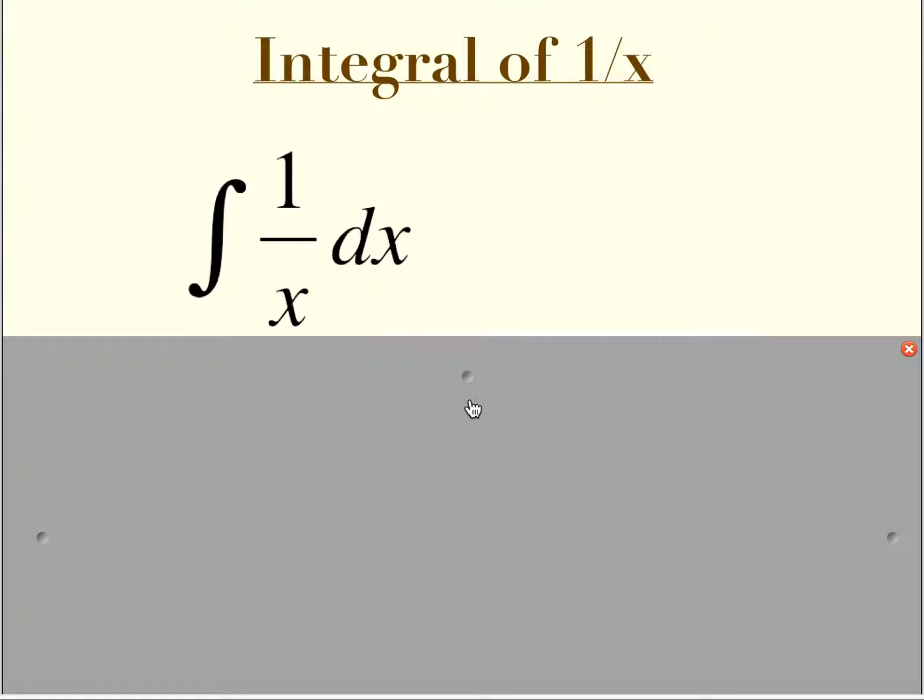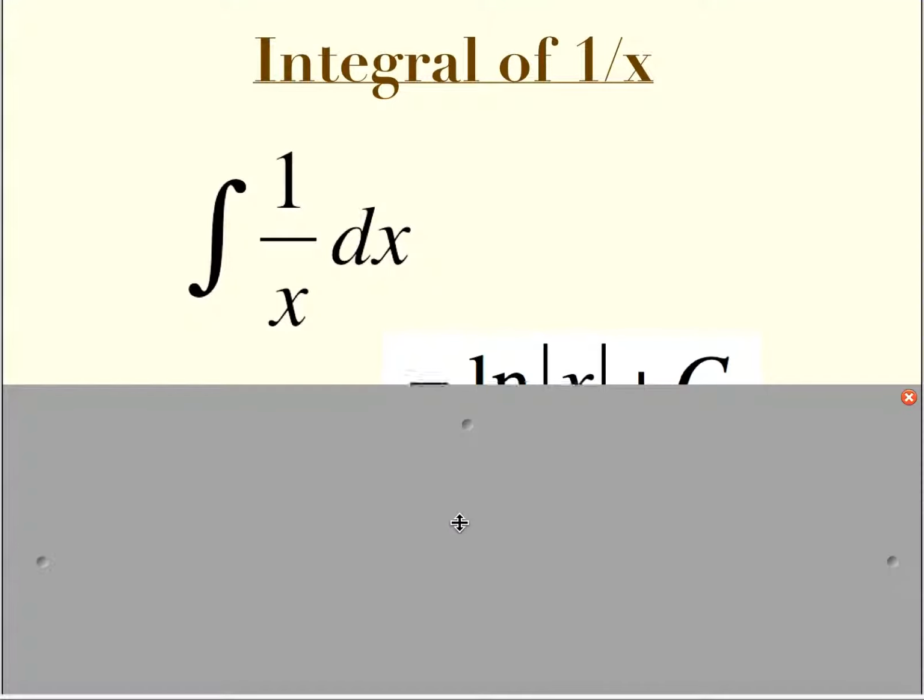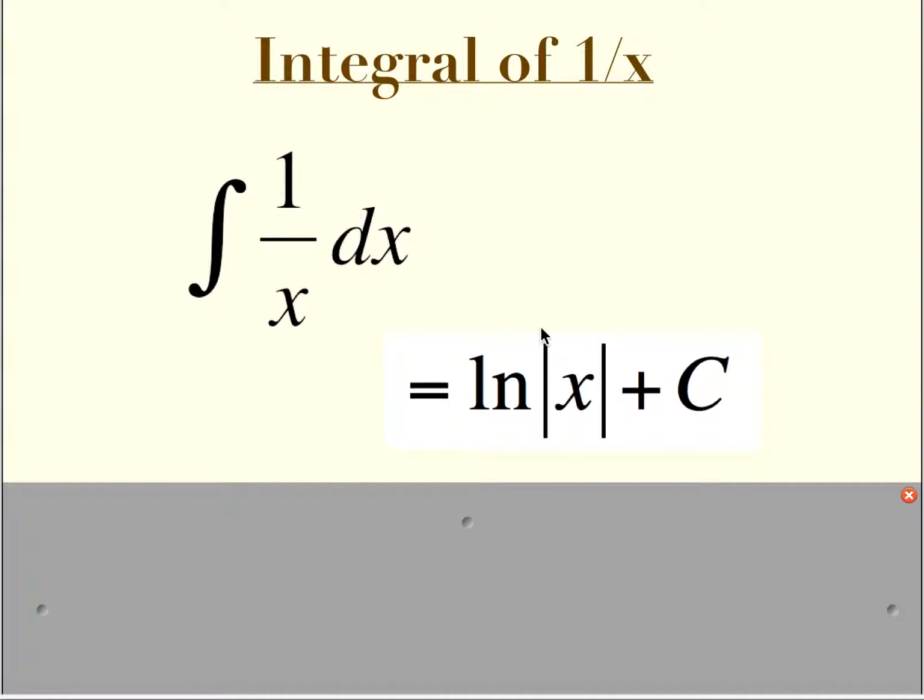So 1 over x, if you recall, is the derivative of the natural log of x. But you have to be careful here, because think about the domain of 1 over x. 1 over x is a hyperbola. It has a vertical asymptote at 0, and it has a horizontal asymptote at 0 as well. But you can plug in every single x number except 0. So you have a domain of negatives and positives, so its antiderivative also has to have that domain. And so when you write the antiderivative of 1 over x, you have to include the absolute value bars.